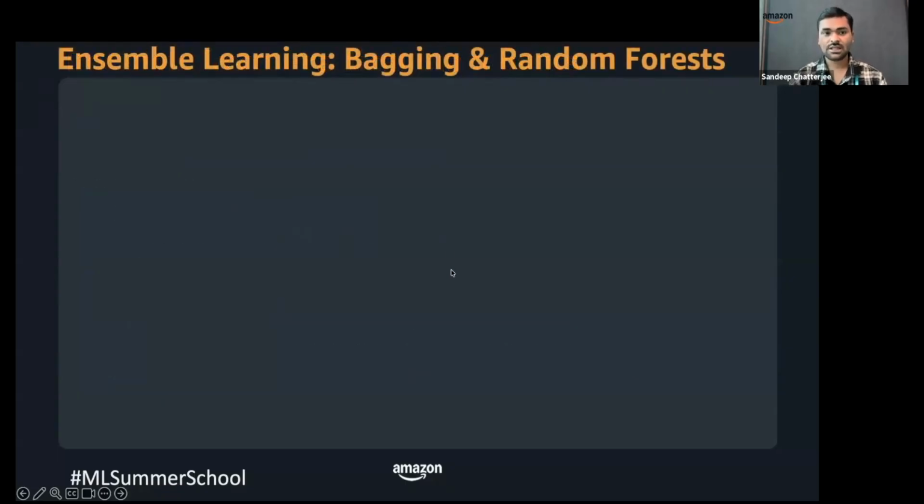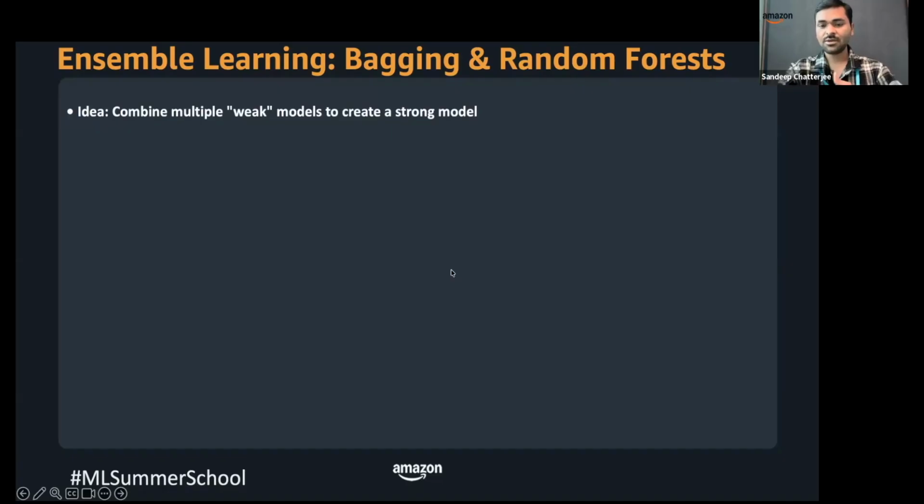So our next topic is ensemble learning. Here, instead of relying on one super complex model that might overfit, as we saw with decision trees, we combine multiple weak models to create one massive, strong model. That wisdom of the crowd is exactly what we are building here. So let's start with bagging.